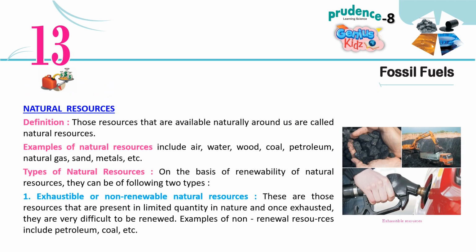Natural resources. Definition. Those resources that are available naturally around us are called natural resources. Examples of natural resources include air, water, wood, coal, petroleum, natural gas, sand, metals, etc. Types of natural resources. On the basis of renewability of natural resources, they can be of the following two types.